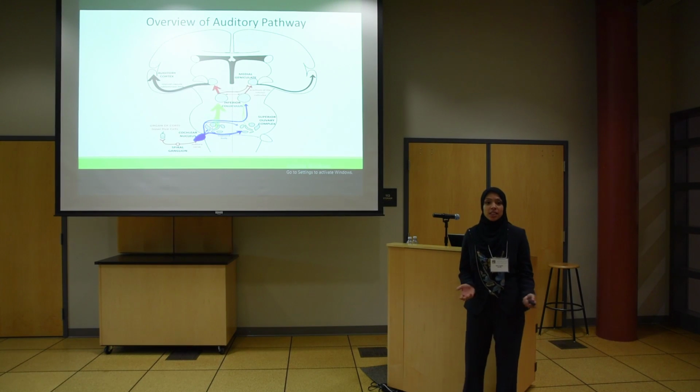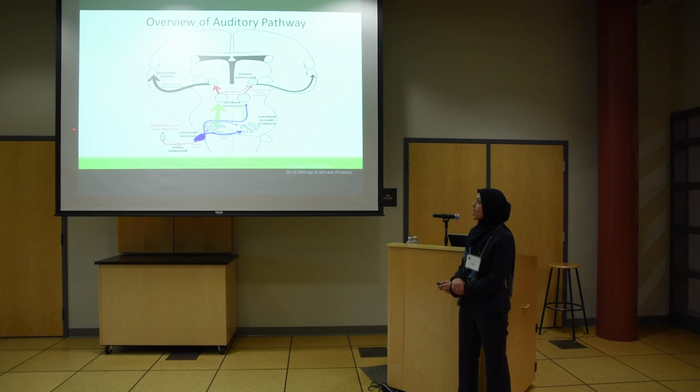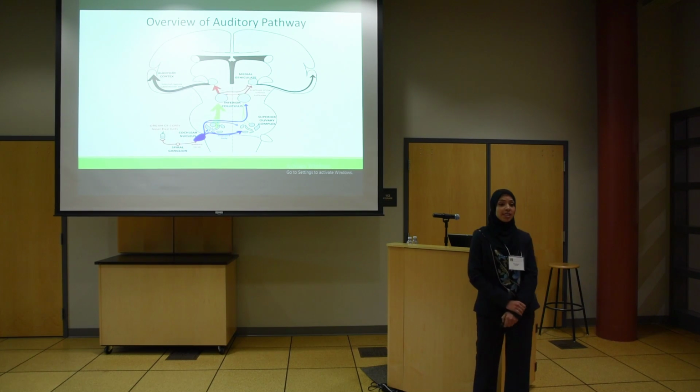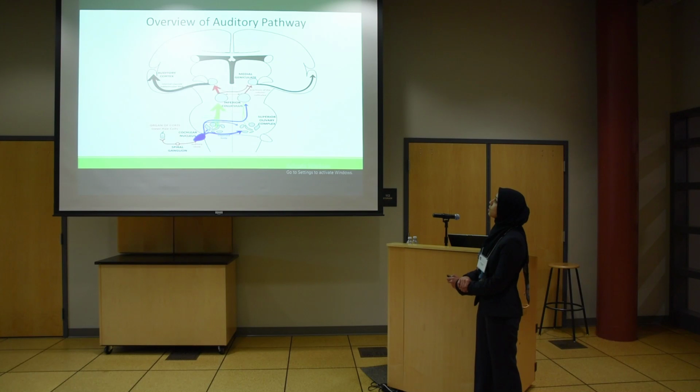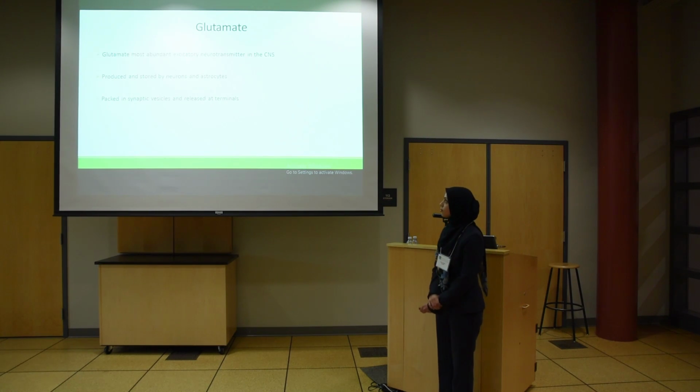That will eventually lead to activation of the spiral ganglion neurons, causing afferent axonal projections to the cochlear nucleus. This cochlear nucleus will then be activated and cause projections to the superior olivary complex. And those projections will then go to the inferior colliculus via the lateral lemniscus, and then eventually to the medial geniculate, and finally the primary auditory cortex.